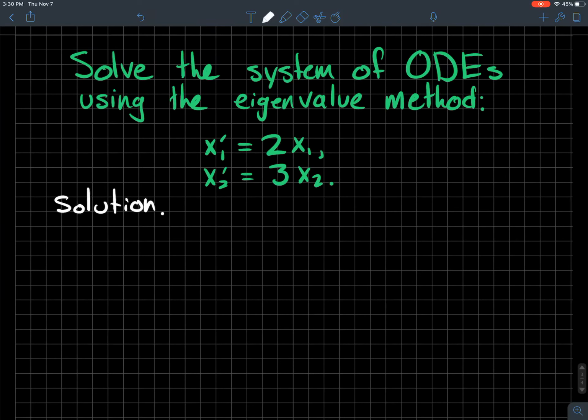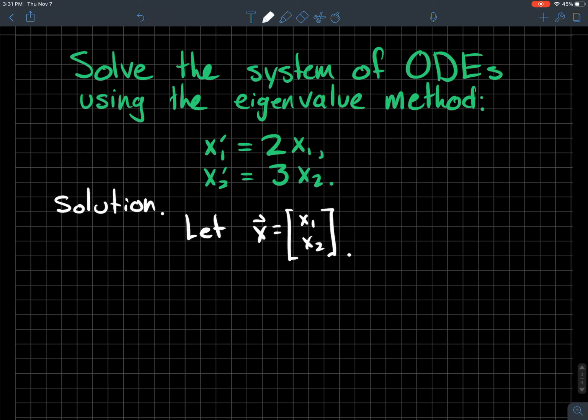In this video, we want to learn how to solve a system of ODEs using the eigenvalue method. This system is actually quite easy to solve, and in another video, I show you how to do it without using the eigenvalue method. Nonetheless, the purpose is to understand the eigenvalue method. So, in solving this, we want to let x be a vector with two components, x1 and x2.